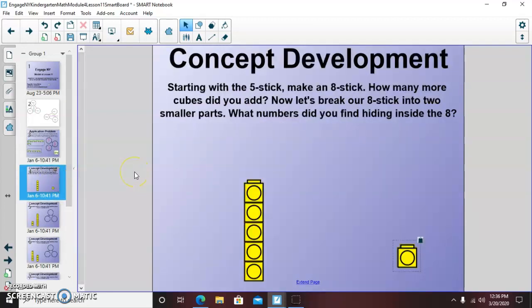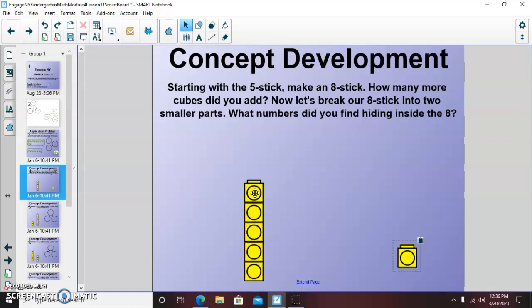Okay, so we're going to work a lot with the number 8 today and the number 7. So what they want us to do is, starting with our 5 stick, we have to make an 8 stick. So here we go. We have 1, 2, 3, 4, 5. Go ahead and pause me and draw a 5 stick on your board. Great job.